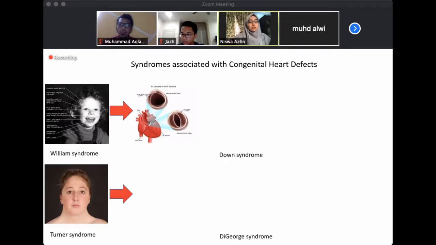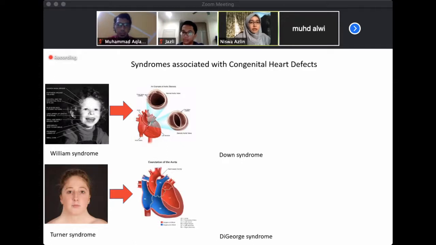So 45,X. So what is next, Jess? The most common heart defect that occurs in Turner syndrome is coarctation of the aorta, the most common one. However, the patient can also have bicuspid aortic valve as well as post-stenotic aortic dilatation with aneurysm. However, this usually occurs later in life.